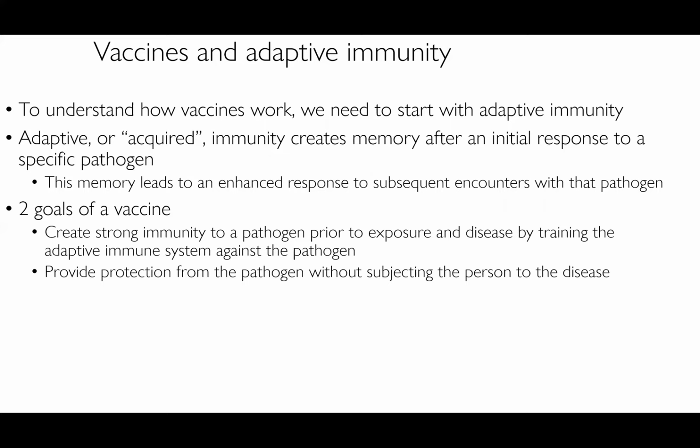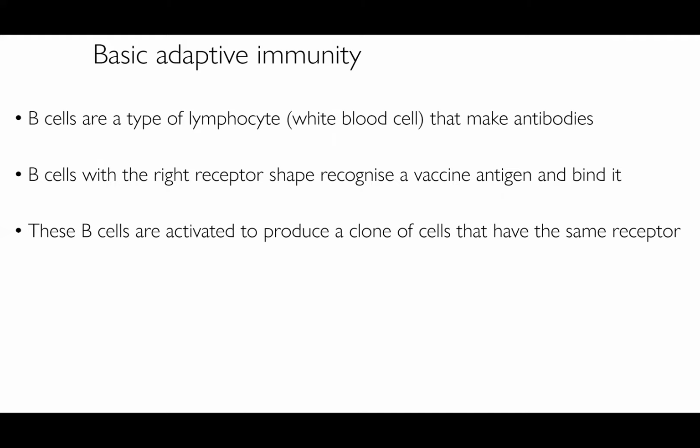And the other goal of vaccines is to create a strong immunity to a pathogen prior to exposure by training the immune system against it. Basically, we want to keep it so that people do not get this pathogen and then cannot spread it. I'm no immunologist, but basic adaptive immunity is all driven through your B cells. They're a type of lymphocyte, or white blood cell, that makes antibodies. B cells that have the correct receptor shape recognize a vaccine antigen and bind to it. And then these B cells are activated to produce clones of cells that have the same receptor.